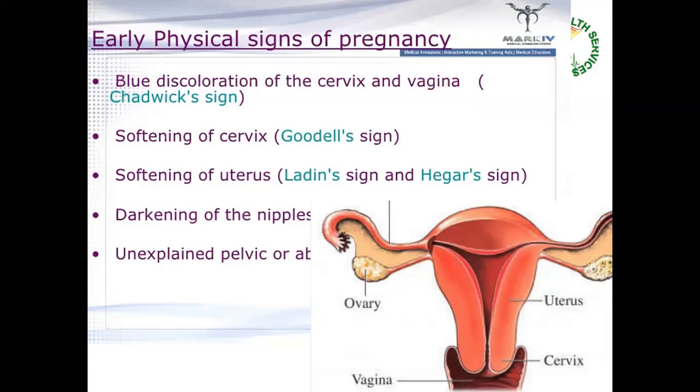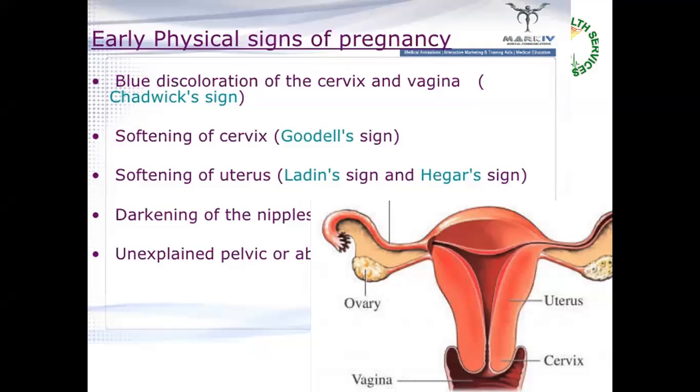So, as I told you, a probable sign is the Hegar sign, right? What is Hegar sign? Softening of the uterus. It is called Hegar sign. Softening of the cervix, this area, is called Goodell sign. And blue discoloration of the cervix and vagina is called Chadwick sign, right? So all of them are early physical signs of pregnancy, which we call probable signs.